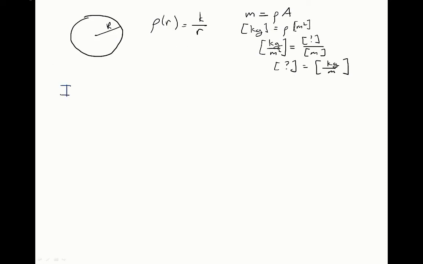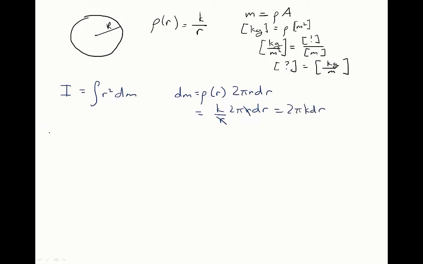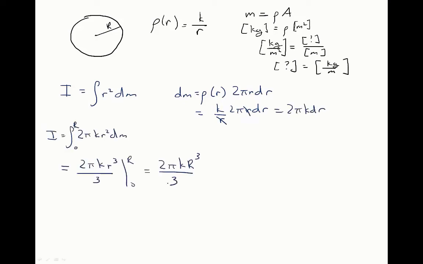So find the moment of inertia for this disk with this density. Alright, our trusty formula. So what's dm in this case? Well, we just figured that out before. But now our rho of r is k over r. Oh, that means these r's cancel out. So I becomes... Alright, so that's our moment of inertia for this disk.